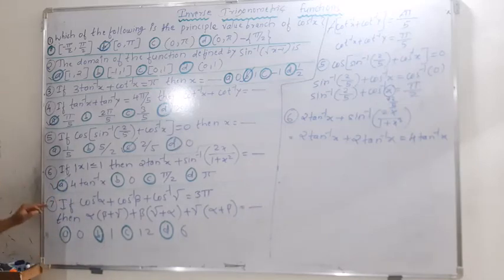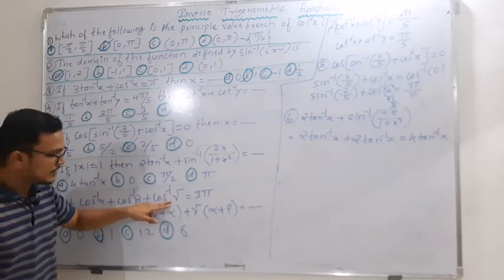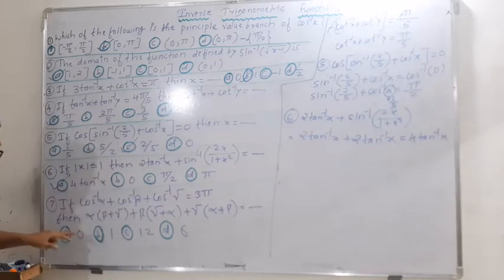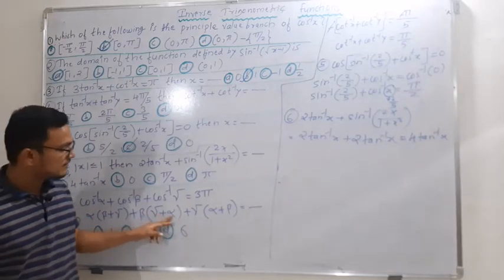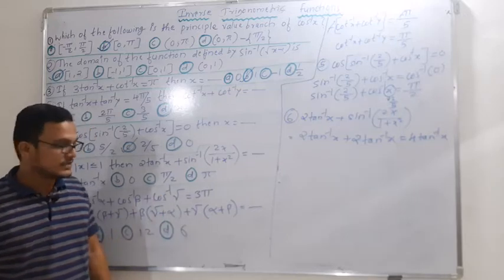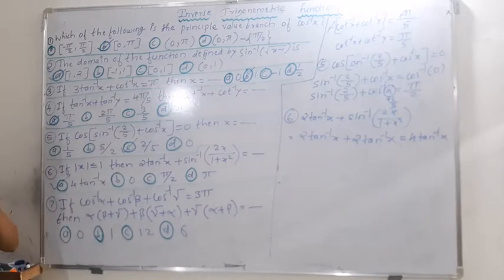Now question number 7, if cos inverse alpha plus cos inverse beta plus cos inverse gamma is equal to 3 pi, then alpha into beta plus gamma plus beta into gamma plus alpha plus gamma into alpha plus beta is what? After looking at the example, it looks very difficult, because we don't know how to solve this. But there is a very easy method for this. Using the condition they have given, we can solve this example very easily.